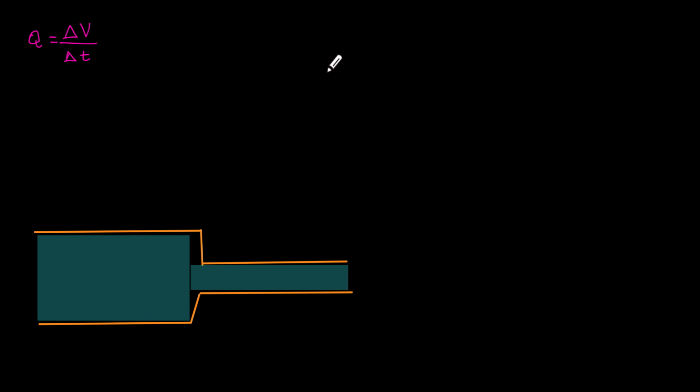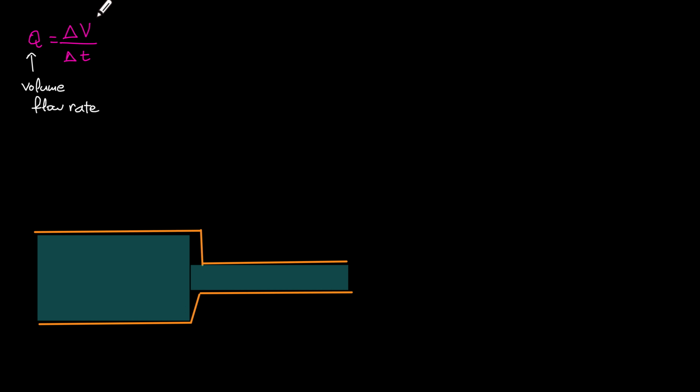In this video, I will talk about the volume flow rate. The quantity that we call the volume flow rate is defined as the volume of the fluid that passes through a cross-sectional area over the time that it takes for that fluid to pass. So the letter Q is what we use for the volume flow rate.